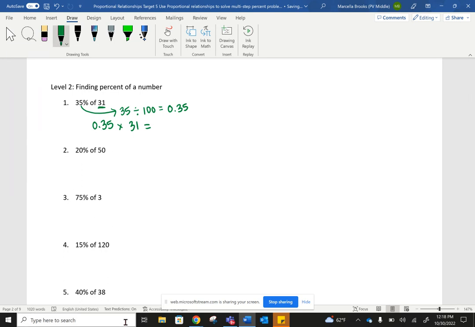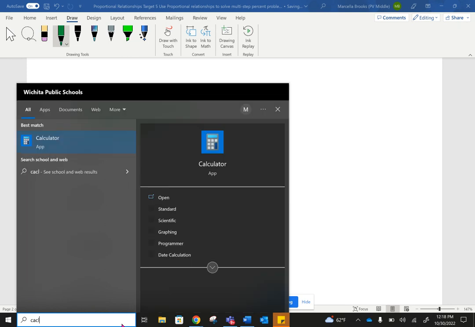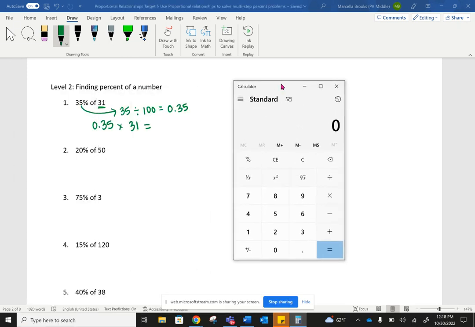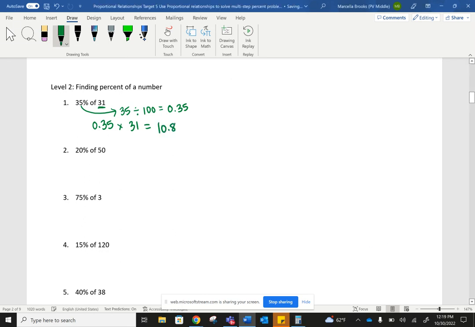So if you type that in your calculator, I haven't even opened mine yet. It is going to look like this. 0.35 times 31. That's 10.85. So 10.85 is 35% of 31.